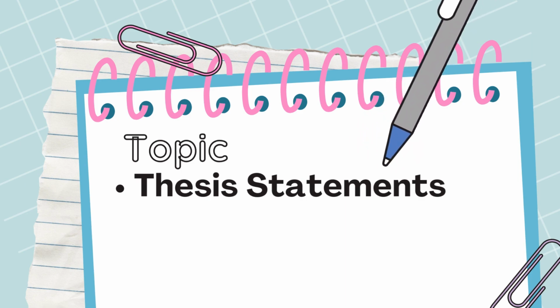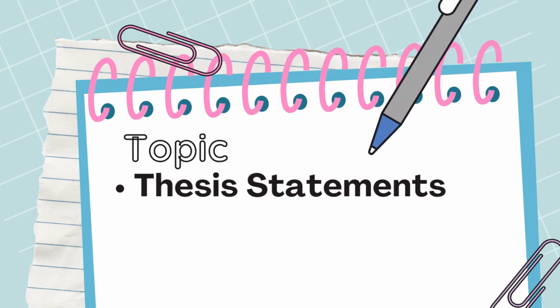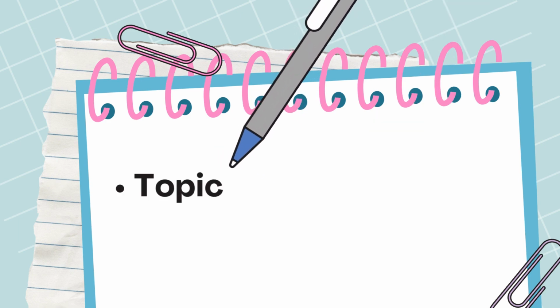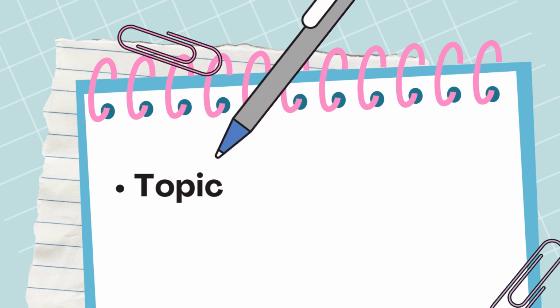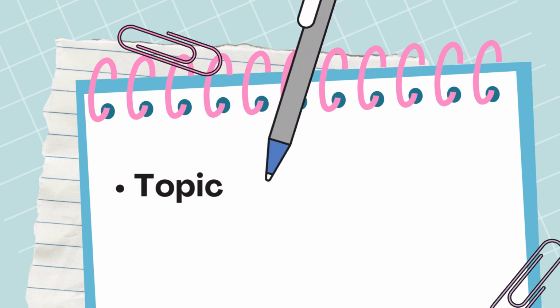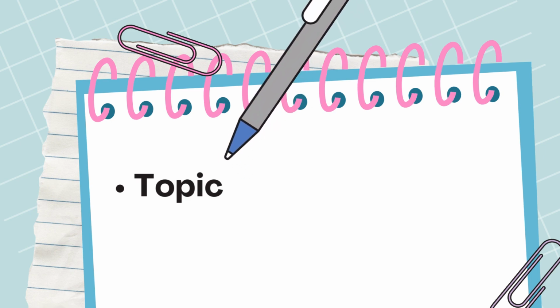So now, let's break down how to craft an effective thesis statement. Here is a more specific breakdown of the pattern I follow. First, establish your topic. What is the general subject you're addressing? This should be a clear and concise statement of your position on the topic. Note that your topic should be as specific as possible.